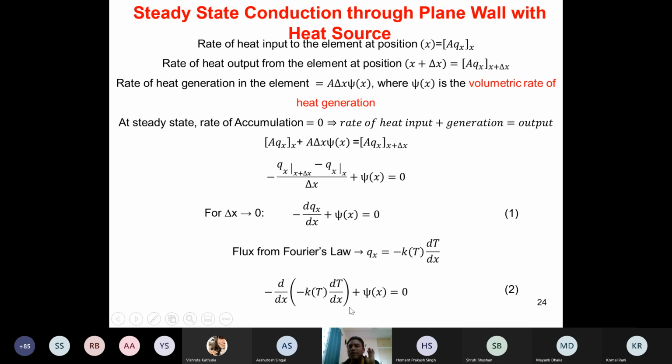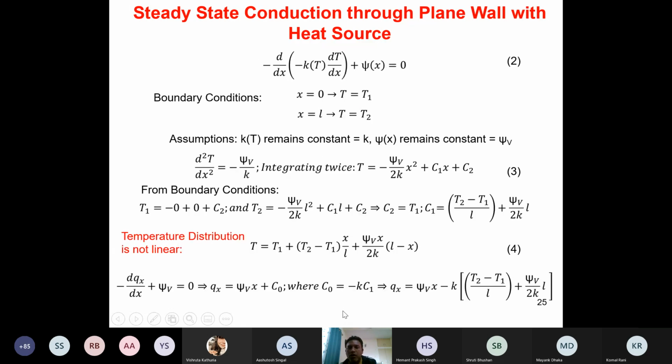Okay. So with these two assumptions, we can now simplify equation number 2. The simplified expression becomes equation number 3, where we can take k outside of the bracket from equation number 2, and psi on the right hand side, and if we rearrange it, we get d square T by dx square equals minus psi_v by k, where psi_v is the volumetric rate of heat generation, uniform throughout the slab and not varying with respect to x. It is constant. Similarly, thermal conductivity k is constant.